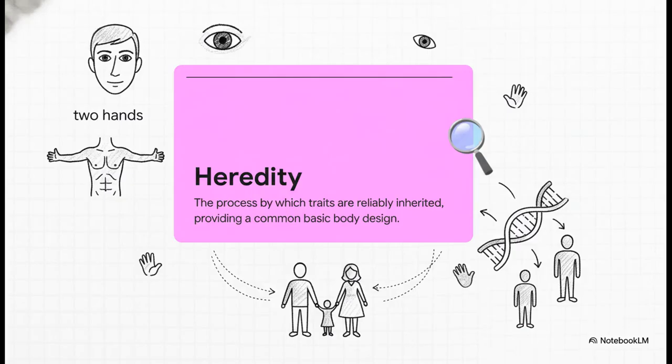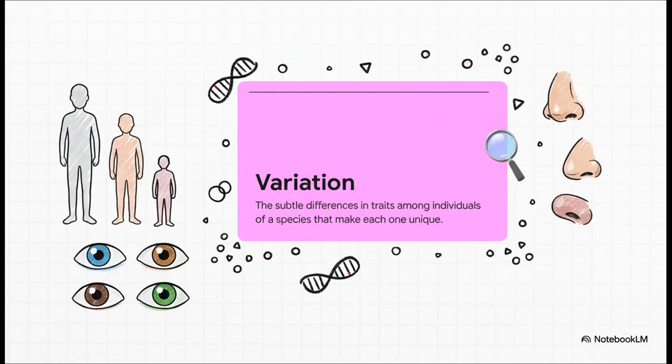First, let's define heredity. You can think of it as the process of passing on traits from parents to their children. It's the reason why a human child has all the basic features of a human being, like a head, 2 arms, 2 legs. It provides the basic body design. Now let's look at variation. These are the small differences that you see among all your friends and family, even though you all belong to the same species. Your height, your skin tone, the texture of your hair, these are all examples of variation, and they are what make each one of us unique.